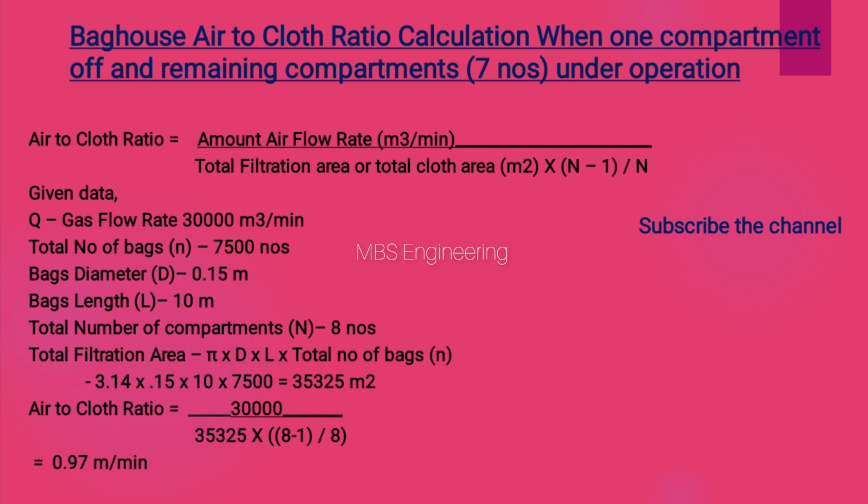Air to cloth ratio equals the air flow rate divided by the total filtration area or total cloth area, multiplied by n-1 divided by n. In the above equation, n is the total number of compartments. Based on the above data and equations, we got the air to cloth ratio as 0.97 meter per minute.